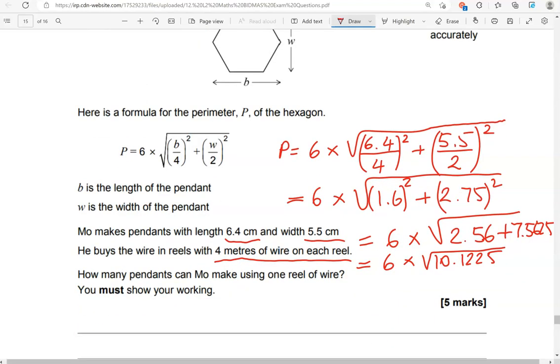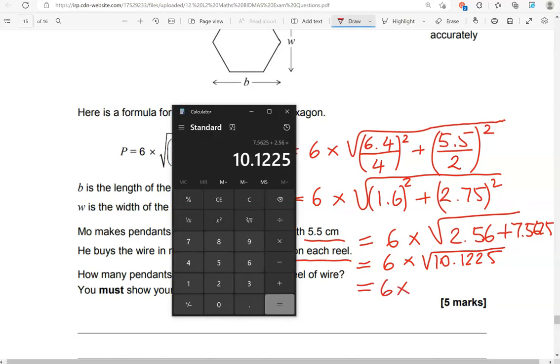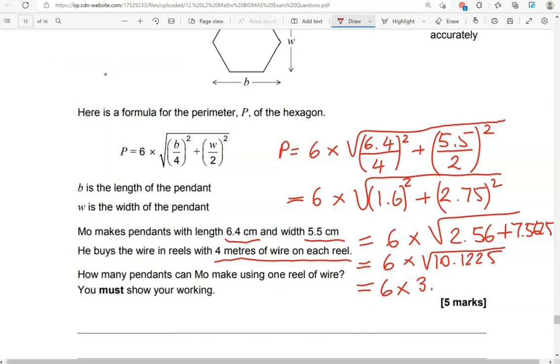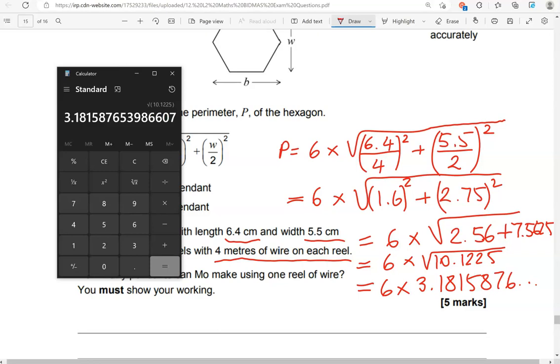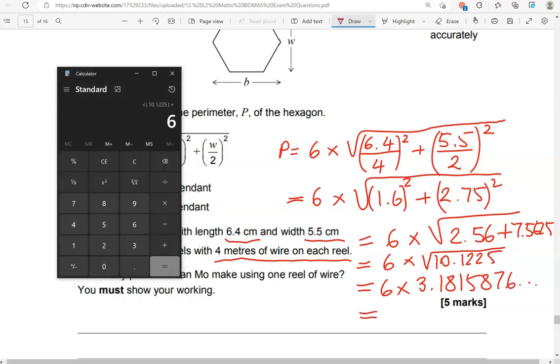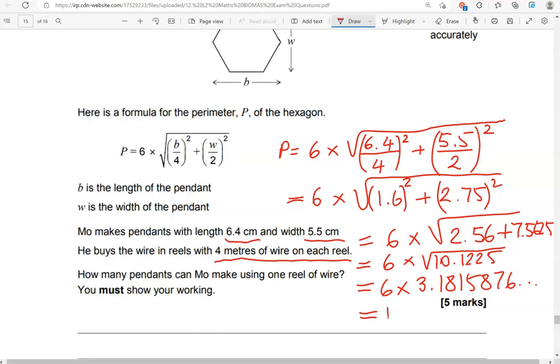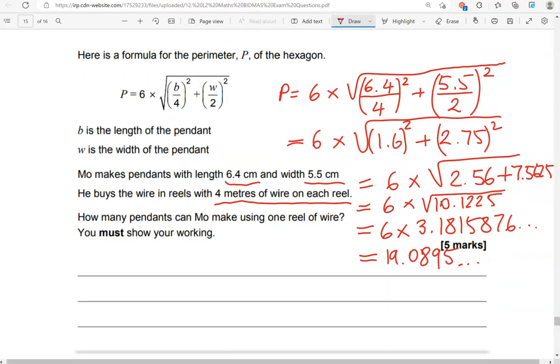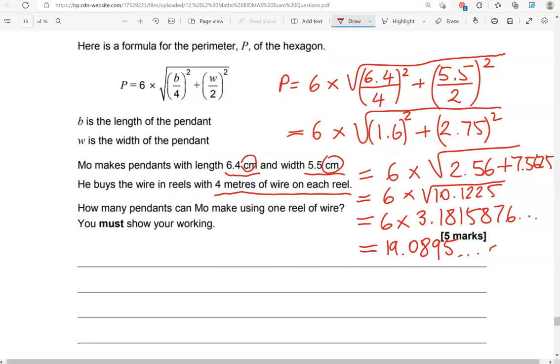So now we're going to do 6 times the square root of this number, and in the calculator, that's this button here. Often you have it without the 2, so it's just the square root, but in this particular case it has the 2 in there. It means the same thing, so that is 3.1815876. So I'm going to leave it there. So final step for this is to multiply it by 6. So times 6 gives us 19.0895. I'm going to leave it there. So about 19 centimeters, because we input centimeters.